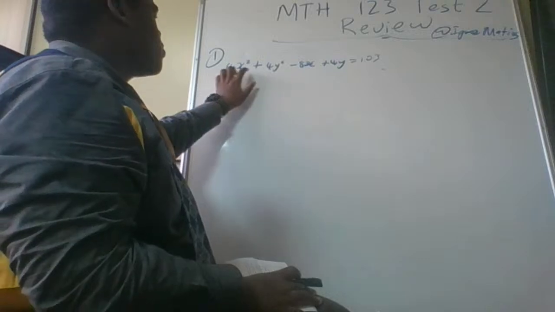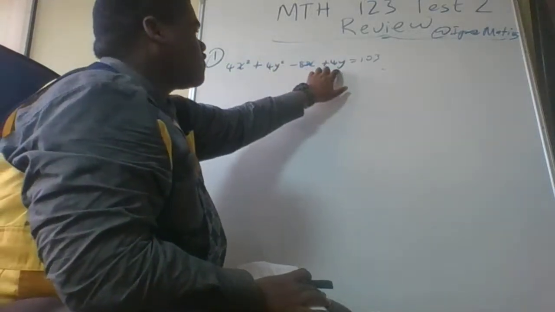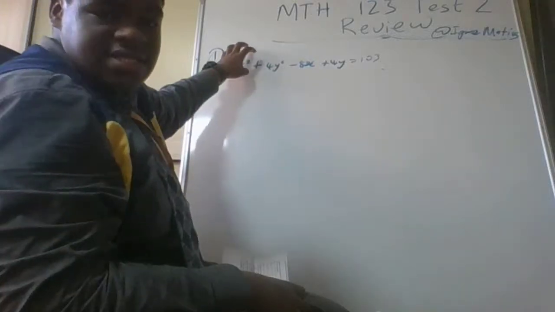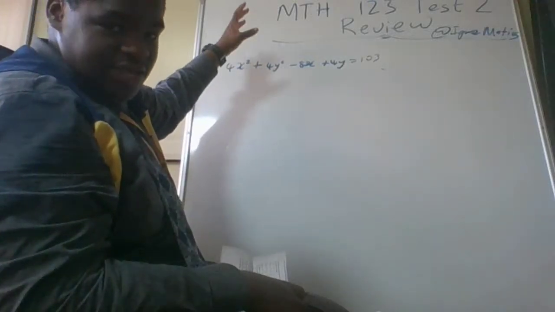Now, if we have 4x squared plus 4y squared minus 8x plus 4y is equal to 103, the first thing you should do is to make sure you have everything in terms of x squared and y squared.